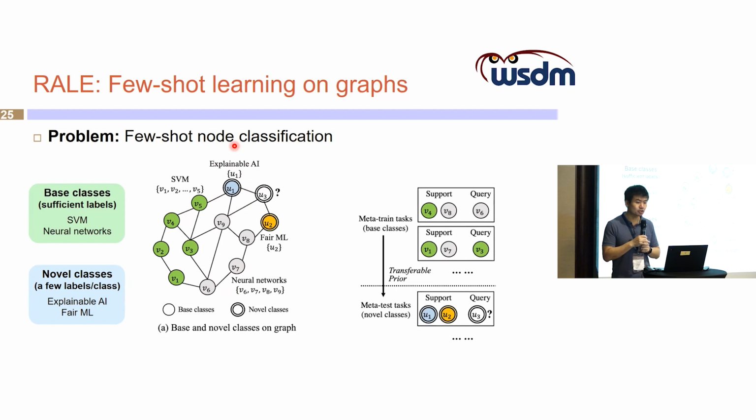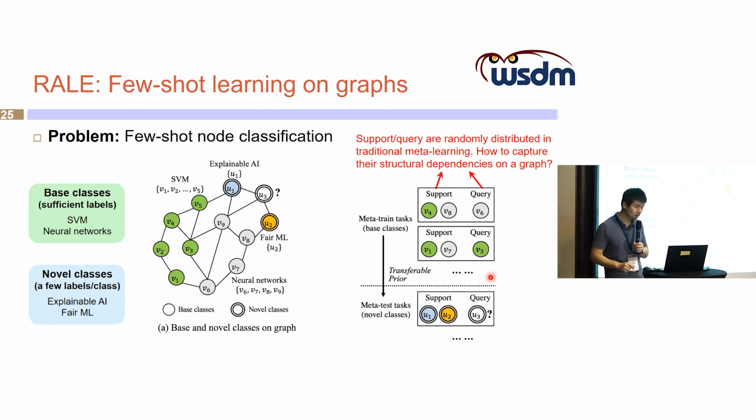So we can use meta training, meta learning here. Basically, we do the same thing. In each training task, we have support and query. From the support, we try to adapt to the query. And the prior learned can be transferred to the meta-test tasks to handle the novel classes. But there's a problem here. In a graph, the support and query nodes have dependencies. It's unlike in computer vision, where each image is just randomly sampled. But in a graph, if we use random sampling of support and query, some nodes could be pretty far away from each other in the graph.